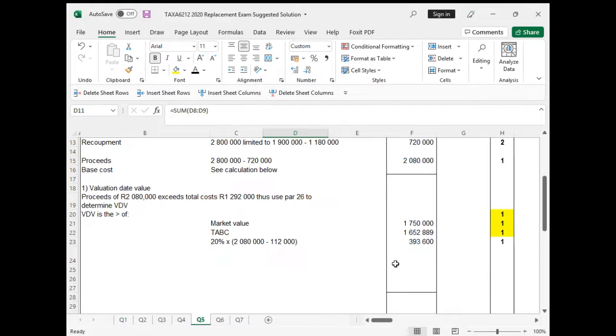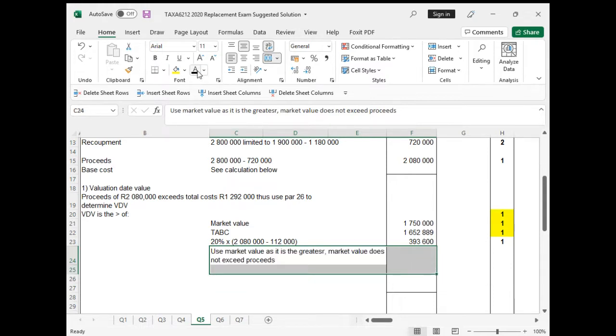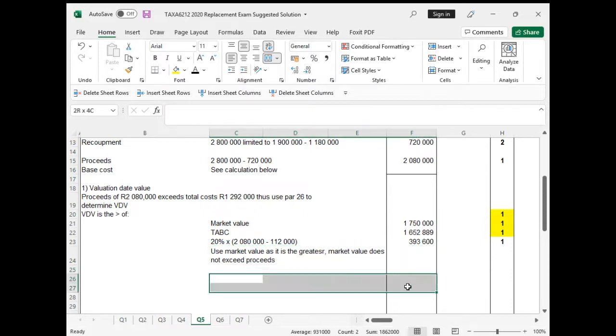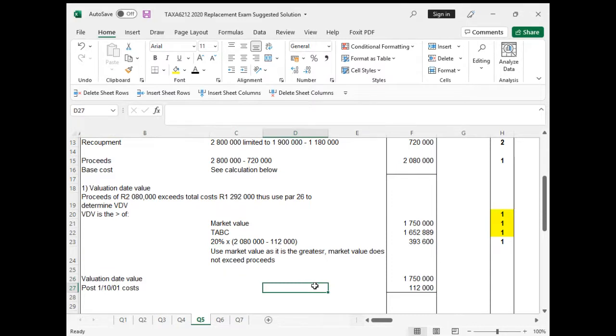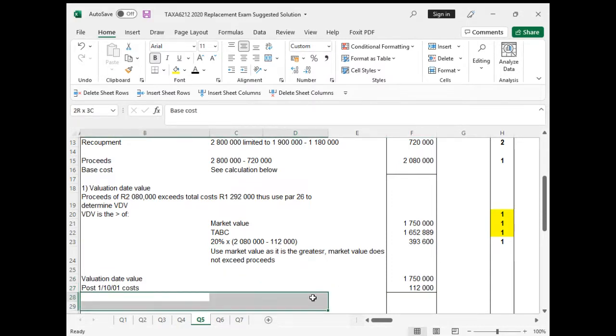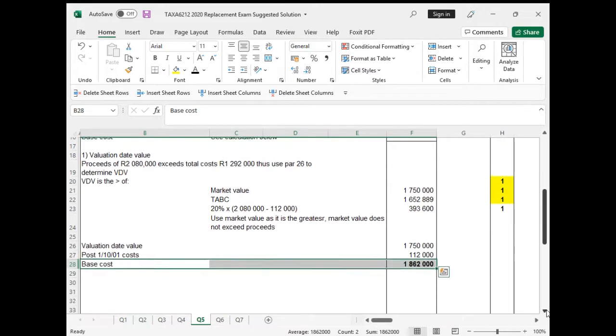Okay. Now, based on that, we are going to apply the highest one. Now, which one is the highest one? The market value. Okay. So, because of the fact that the market value is the higher one and does not exceed your proceeds, it's not more than the proceeds amount, we will use the market value and then we will add the cost after 1 October 2001 to that value to get to our updated base costs. Okay, so I'm going to scroll up for you.